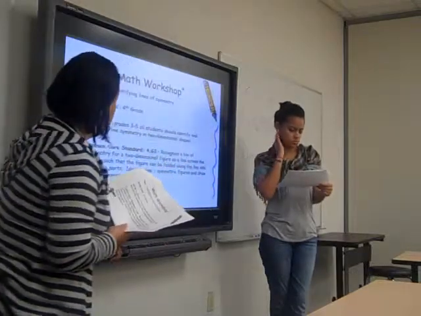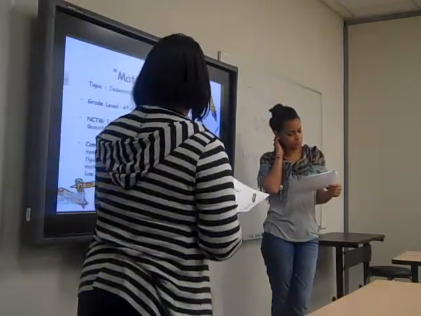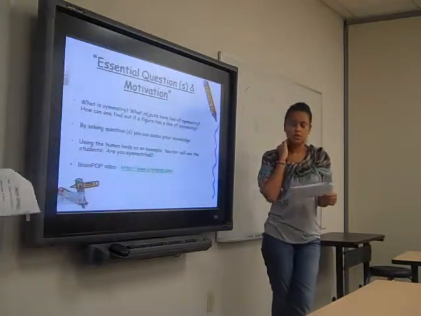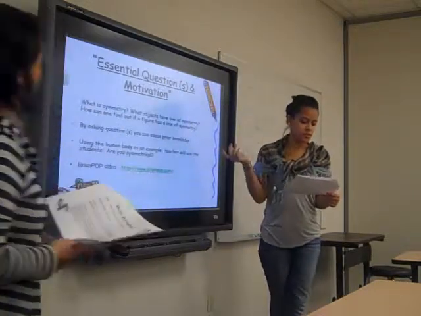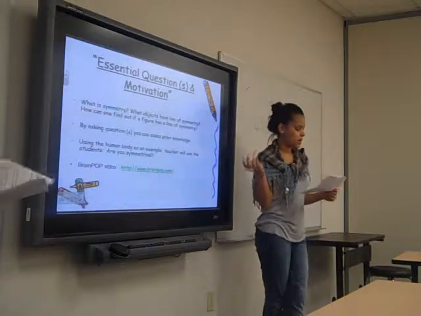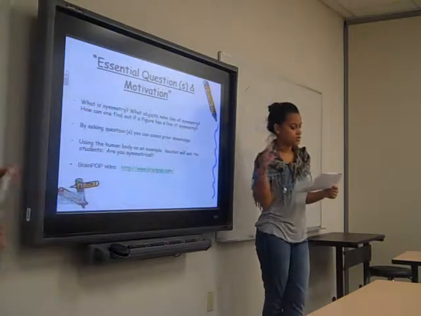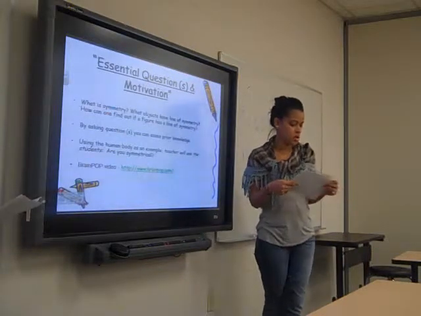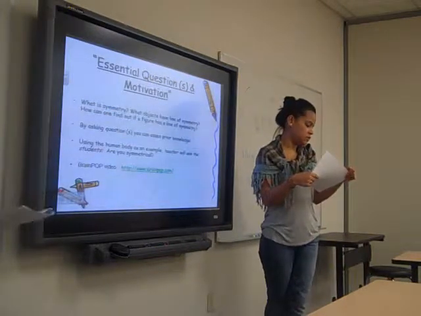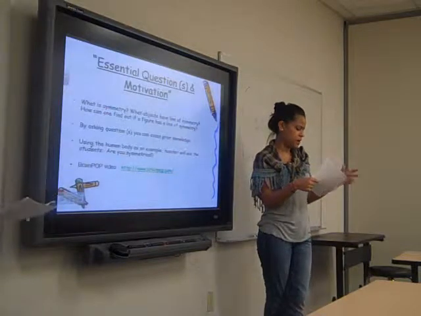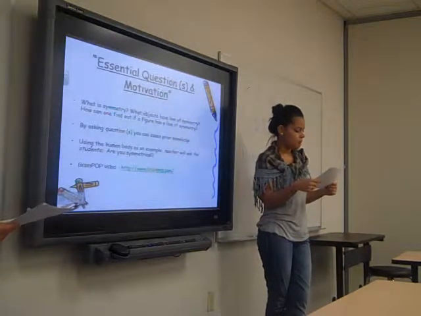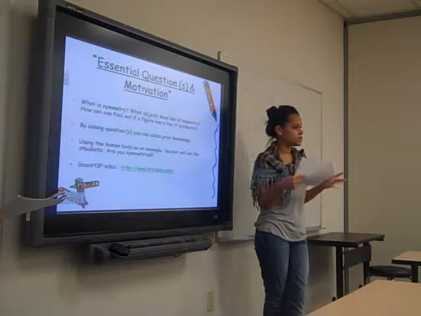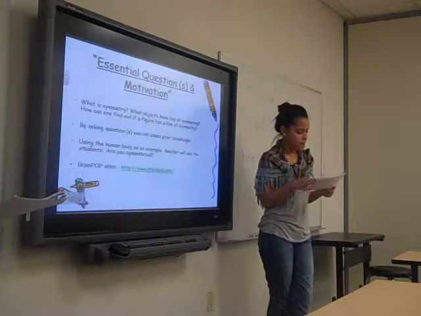Identify line symmetric figures and draw a line of symmetry. So that's basically what we'll be focusing on today in the activity. Some of the motivational questions that we thought would be essential questions, which would motivate the students, are: what is symmetry, what objects have lines of symmetry, and can you find out if a figure has a line of symmetry? Using the human body as an example is a great way to get them started and get them motivated.